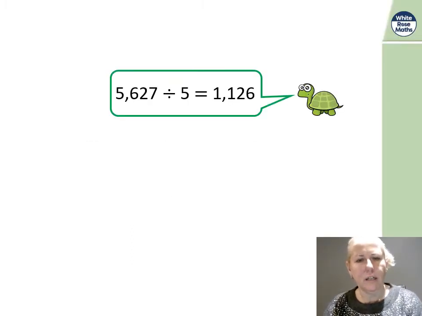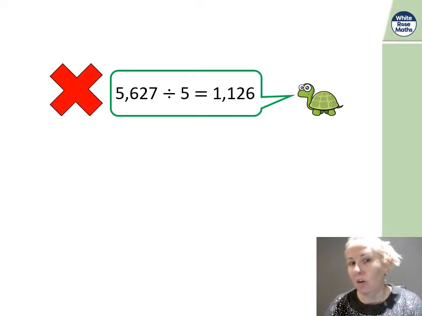So this little turtle here said that 5,627 divided by 5 is 1,126. Have a think. Do you think he's correct before we've looked at his answer? What do you think? It's wrong. Okay, and I could tell that that was wrong straight away. How did I know that was wrong without actually working out the question? Have a little think.